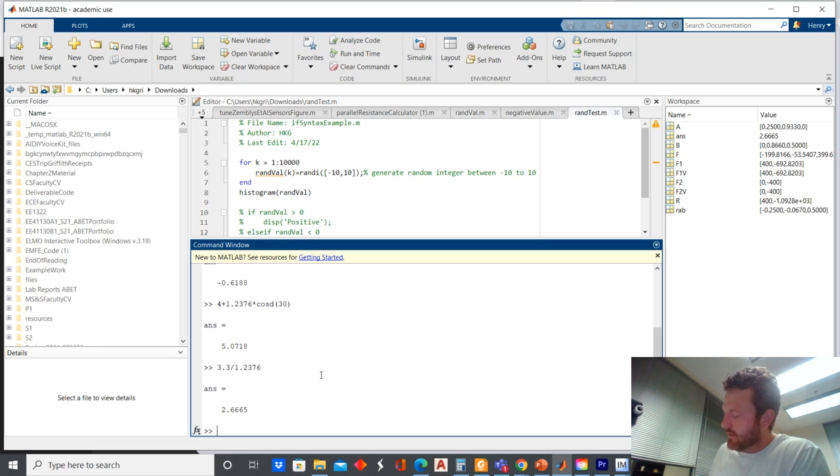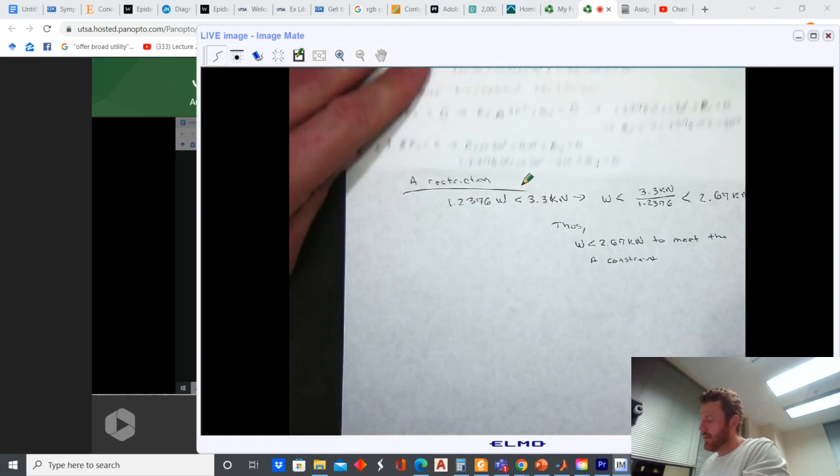So thus we'll say W must be less than 2.67 kilonewtons to meet the A constraint. And what we're going to find, I mean, these aren't going to be independent constraints. What will likely happen, and as is often the case in engineering design, one of these constraints will actually turn out to matter in this particular case. So let's do the B constraints.